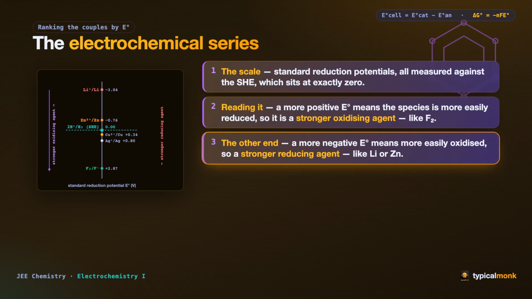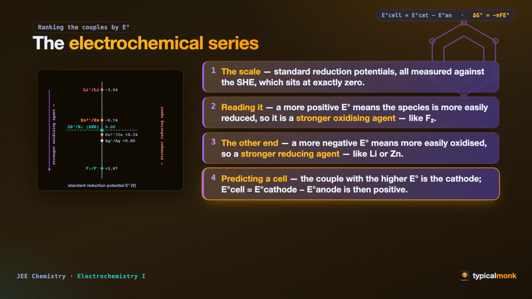The other end, a more negative E standard, means the species is more easily oxidized, so it is a stronger reducing agent. Lithium and zinc live up there. And predicting a cell, the couple with the higher E standard becomes the cathode.